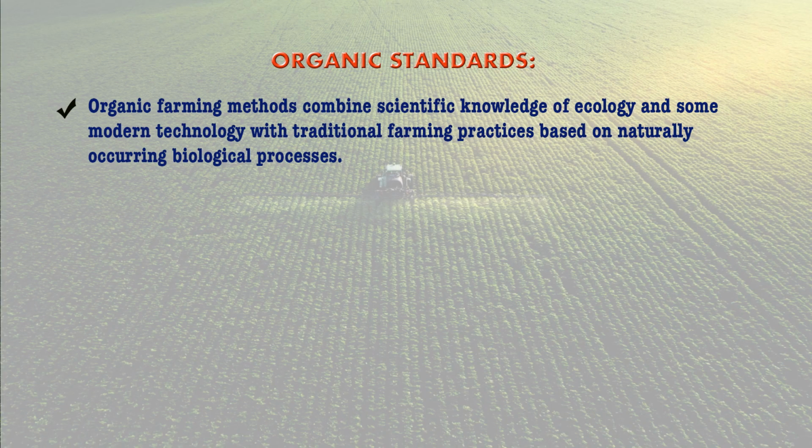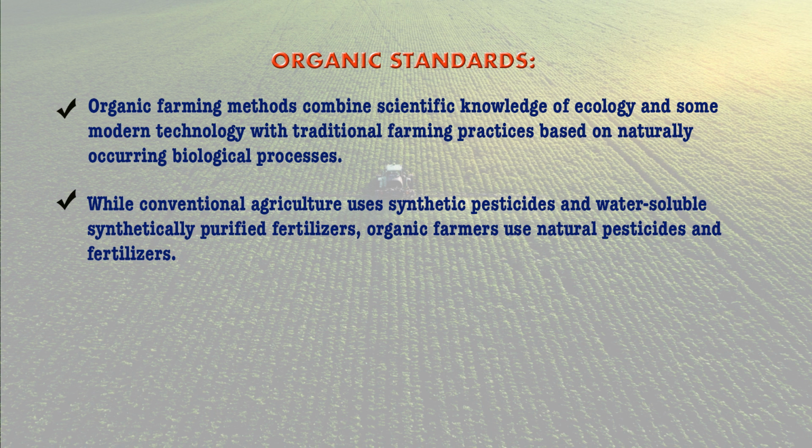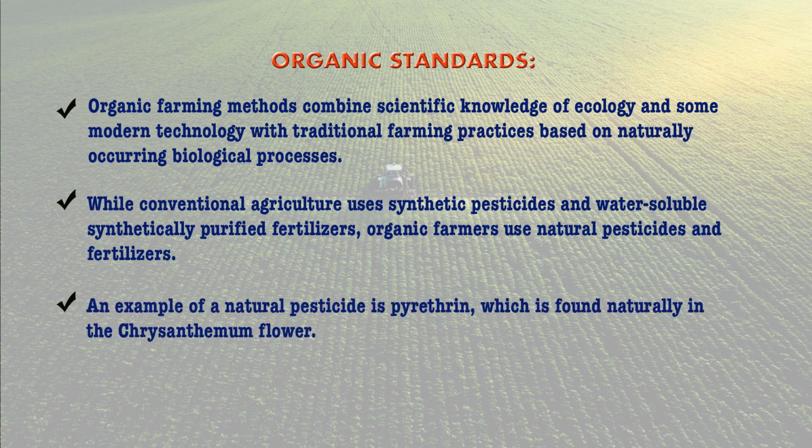Organic farming methods combine the scientific knowledge of ecology and some modern technology with traditional farming practices based on naturally occurring biological processes. While the conventional agriculture system uses synthetic pesticides and water-soluble, synthetically purified fertilizers, organic farmers use natural pesticides and fertilizers. An example of a natural pesticide is pyrethrin, which is found in the chrysanthemum flower.